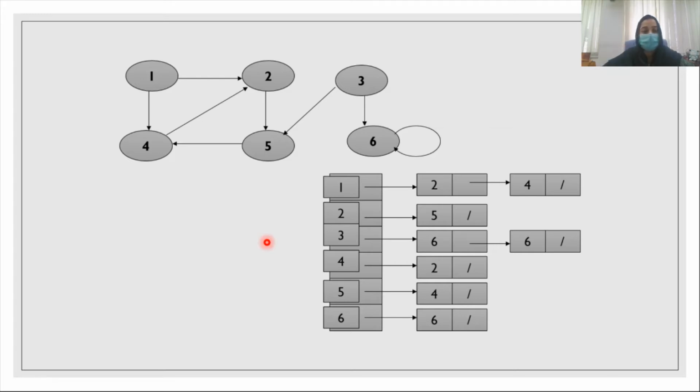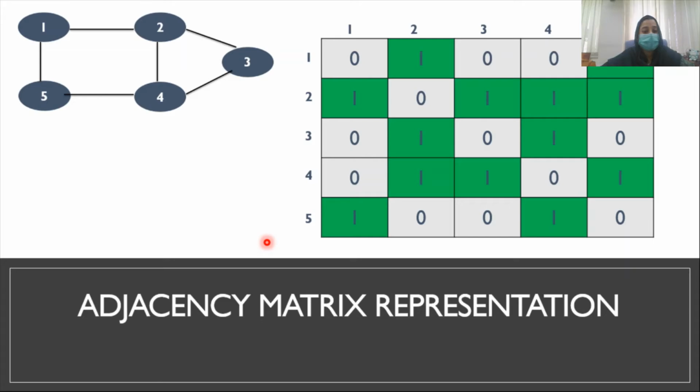So let's go forward to our second representation, which is adjacency matrix representation. Here is an adjacency matrix representation. We have vertices 1, 2, 3, 4, 5, and I have a 5 cross 5 matrix which has 5 rows and 5 columns, right? Each index, like 1 to 1, is showing 0. That means there is no self loop, no self edge on 1 to 1.